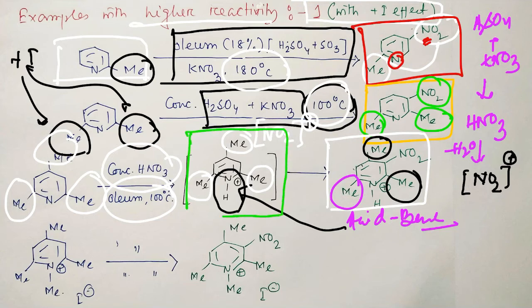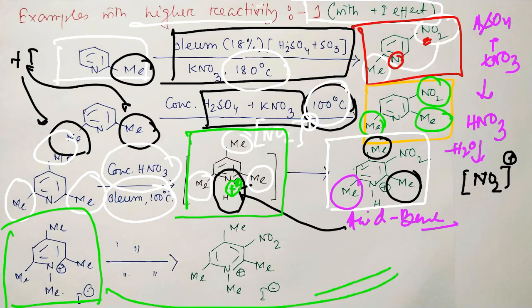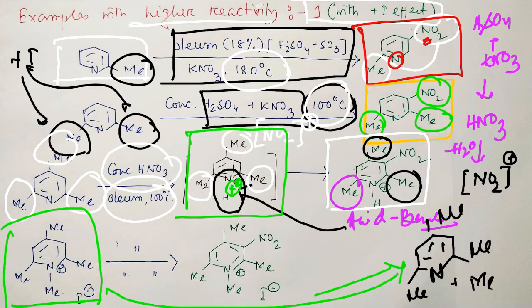Protonation means cationic nitrogen formation. So if we take the prepared cationic nitrogen species, meaning this reagent, how could this be prepared? This could be prepared from 2,4,6-trimethyl pyridine plus methyl iodide.